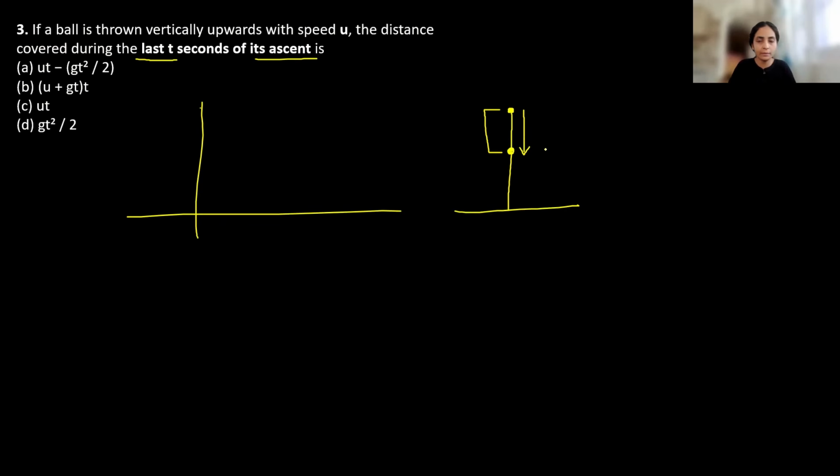be covering the same distance, क्योंकि अभी अभी हमने ग्राफ में देखा, अगर ये last t सेकेंड का डिस्टेंस है, then while it is coming down, in first t second it will be covering the same distance। ओके। So either आप इसके अपवर्ड मोशन से ये डिस्टेंस निकाल लो या डाउनवर्ड से, whichever is easier, use that thing.